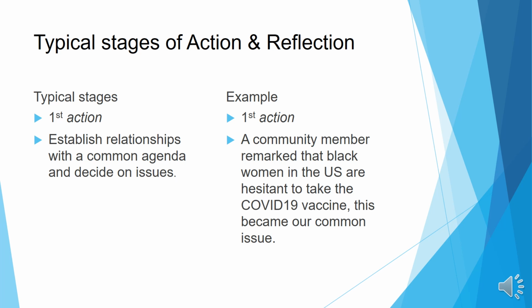So I'm going to go through several stages that are typical in a PAR approach. I'll use the stage on the left to define what we're doing, or define that approach, and on the right is what we are doing using this approach here. So the first thing is action. First action: establish relationships with a common agenda and decide on the issue.